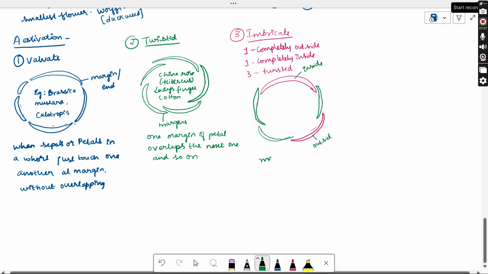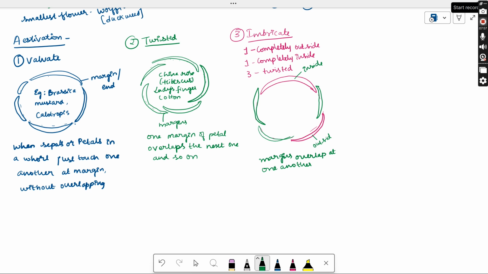Which means the margins overlap one another, but they are not in any particular direction. So if you see, the inside one may be present here or may be occupied here, the outside one may be present anywhere. So we don't have any particular direction, but it should have one completely inside, one completely outside. Remaining three must be showing the twisted.